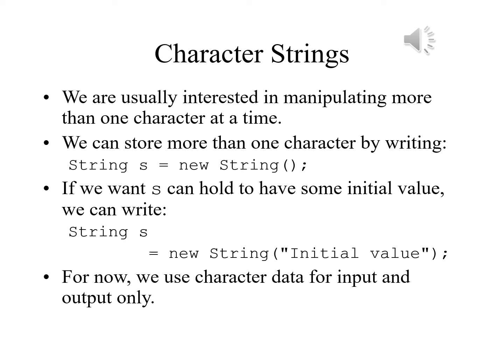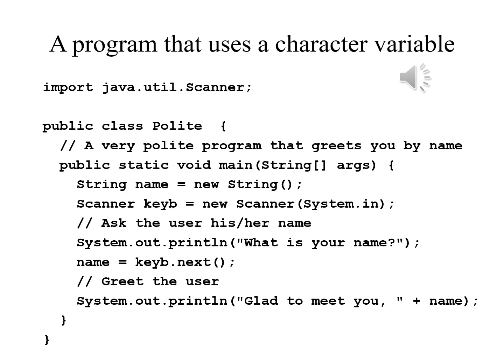But if I wanted to have an initial value, what I will write is something a little different. String s = new String("initial value"), with the initial value inside the parentheses, inside quotation marks. For now, I'm only going to use these for input-output, but we will take a better look at this in the upcoming weeks. Our next program is an example of how we can work with character data.